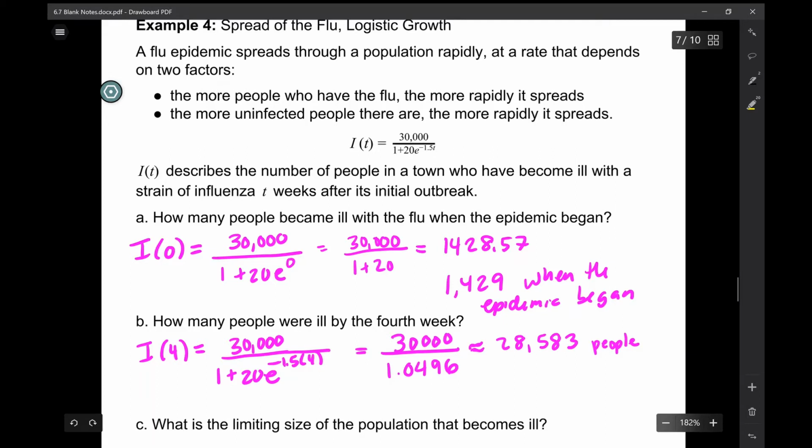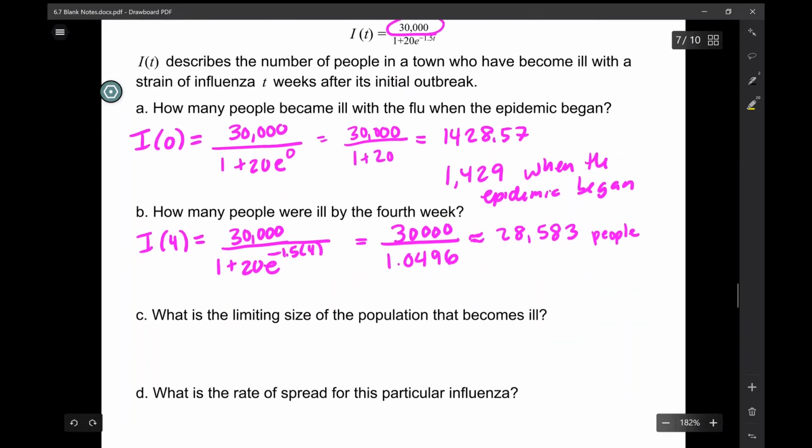What is the limiting size of the population that becomes ill? Well, remember when we talked about logistic growth, that numerator value is your carrying capacity. So in this case, our carrying capacity is 30,000. That's probably the population of the town. So 30,000 is our carrying capacity. So that's the limiting size.